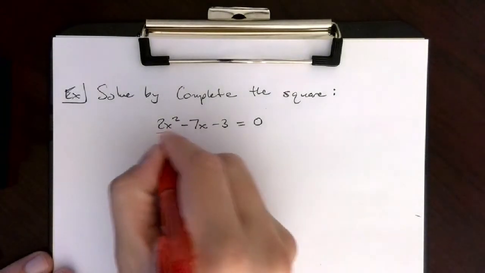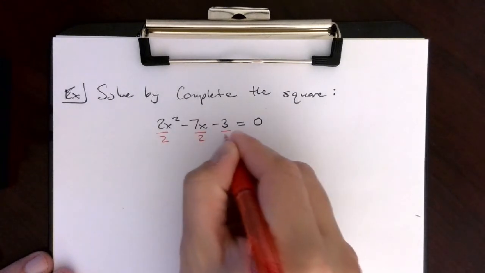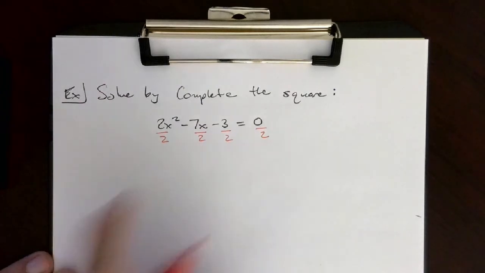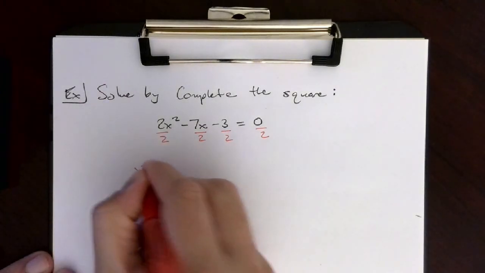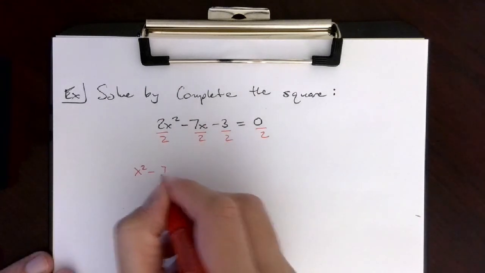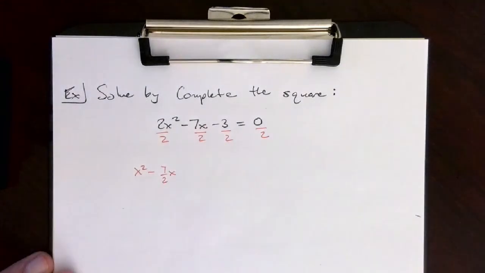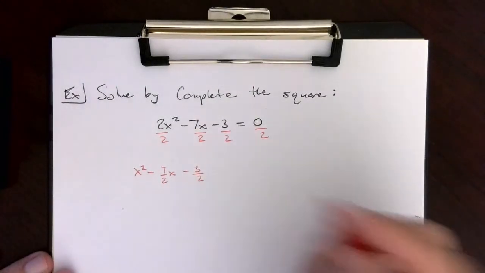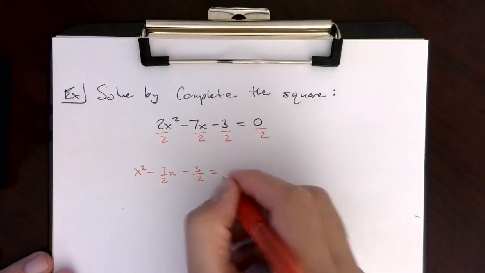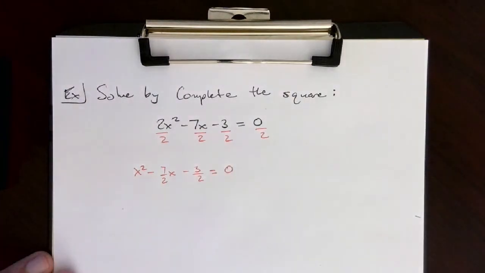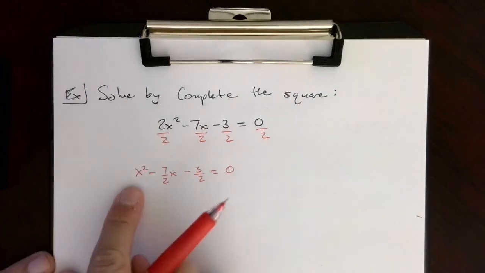So I'm going to divide by 2, but you have to divide every term. So I'm going to divide every term by 2 here. And then I end up with x squared, the 2's cancel, minus 7/2 x, minus 3/2, and I'd keep these as fractions, equals 0 divided by 2, which is 0. So these are equivalent. We just divided each side by 2, and now the leading coefficient is 1.